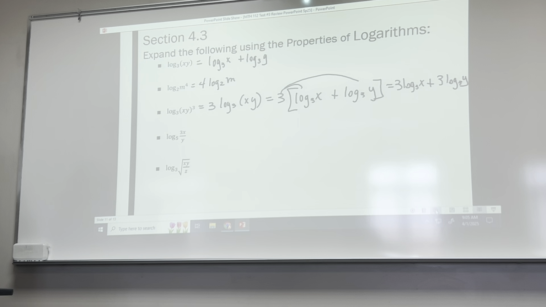So the next one, the big picture is a quotient, this over this, right? So quotient rule expands to a difference. So log base 5 of 3 times x minus log base 5 of y. And the log base 5 of 3x, that's a product rule, right? So that'll expand to a sum. So log base 5 of 3 plus log base 5 of x minus log base 5 of y. And that would be completely expanded.